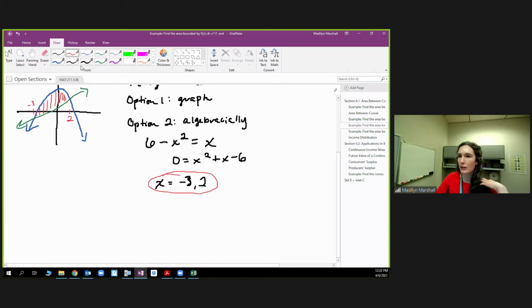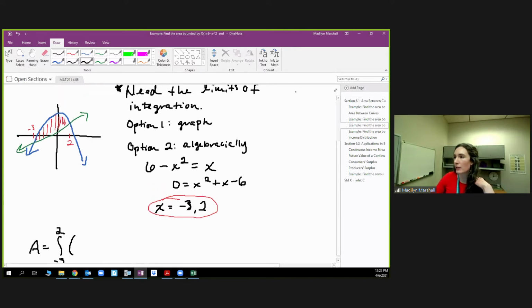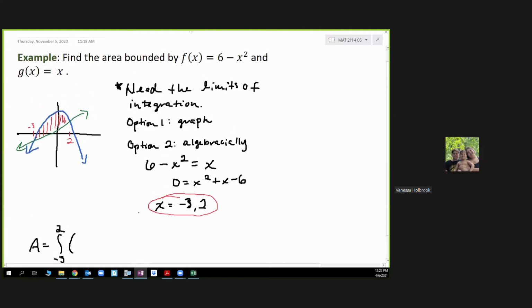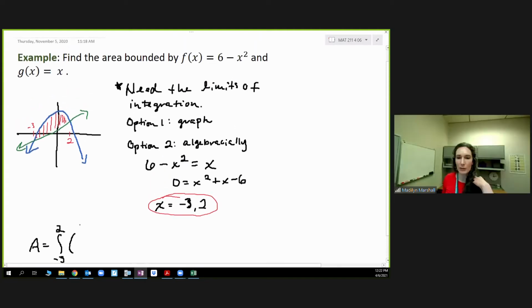All right, so we now know the number we're starting at and we're ending at, our limits of integration, -3 to 2. So what comes first in the parentheses here? Parabola. Right, exactly. That parabola is up higher, so we would have the 6 minus x squared first.